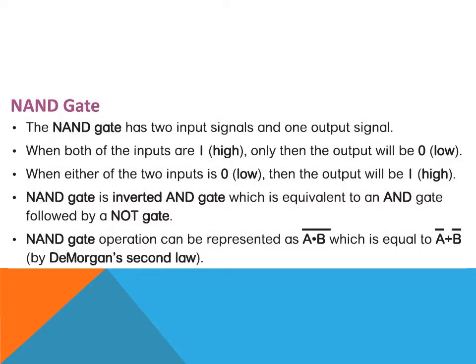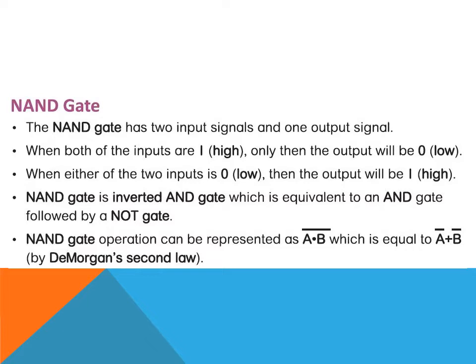The NAND gate has 2 input signals and 1 output signal, just like the previous gates. When both the inputs are high, only then the output will be low. Now, if both the inputs are high, that is 1, then the output will be 0, that is low. When either of the 2 inputs is 0, the output will be high. So if one of the inputs, the first or the second, is 0, then the output will be high.